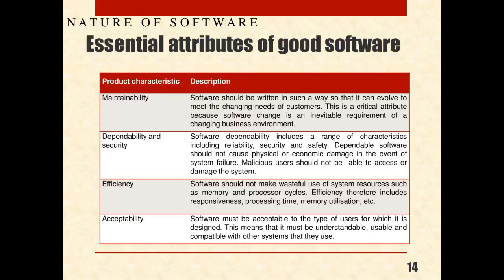Acceptability. Software must be acceptable to the type of users for which it is designed. This means that it must be understandable, usable, and compatible with other systems that they use.